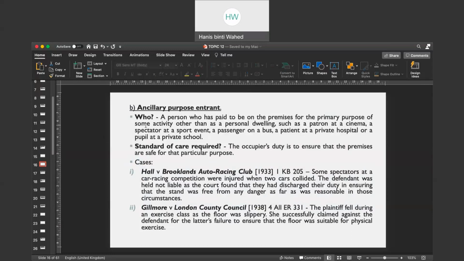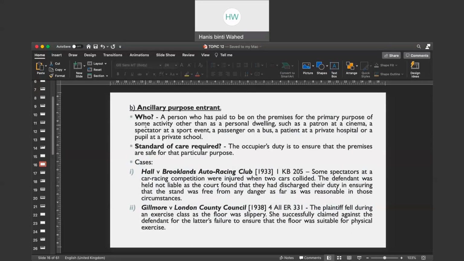So it's unlike main purpose entrant, so ancillary purpose entrant ni adalah person yang pay untuk enter the premises for other purpose than occupying it. Dia bukan nak occupy the premise, contohnya adalah person who pay untuk enter a cinema to watch a movie, ataupun person yang pergi ke private hospital untuk dapatkan treatment.